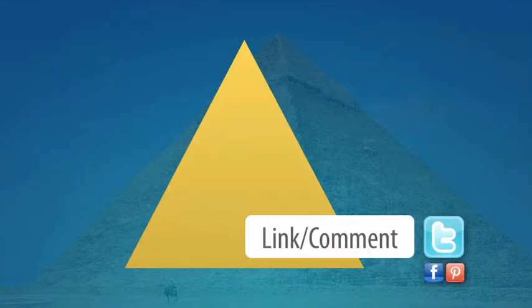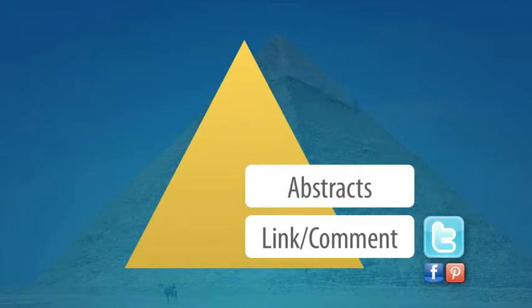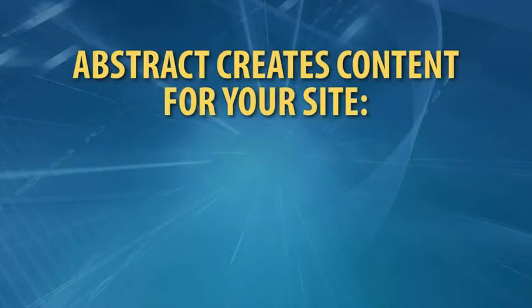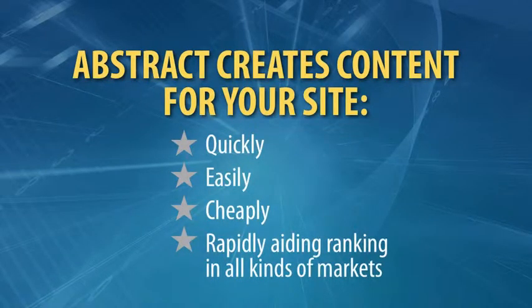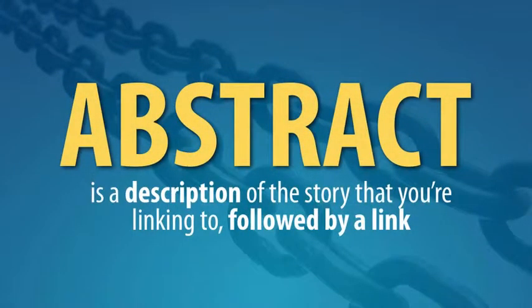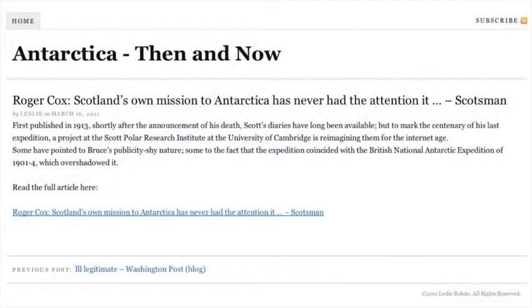That brings us to the next layer of the content pyramid, which is called abstracts, and the process we call abstracting. If you recall the stories that we were sharing links to from the last video, an abstract uses the same story to create content on your site quickly, easily, cheaply, and in a way that has been repeatedly shown to aid in ranking very rapidly in all kinds of markets. An abstract is simply a description of the story that you're linking to, followed by a link. It's posted to your blog, which typically will be hosted on the website you're trying to get ranked, and there are significant benefits to hosting it there in terms of its effect on ranking.